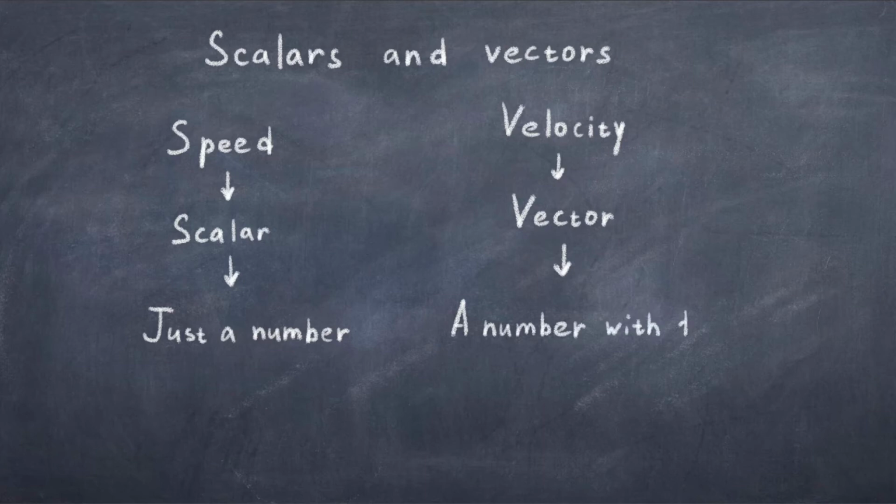When discussing vector units, we often neglect the directional part and just consider the absolute value. Finally, I will just mention that there also exists something called tensors, which are even more complicated objects than vectors, but we will just skip that discussion for now.